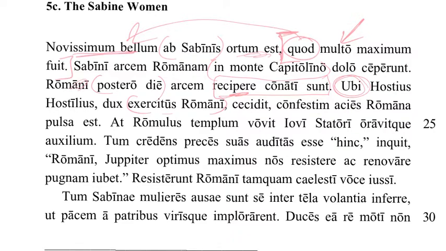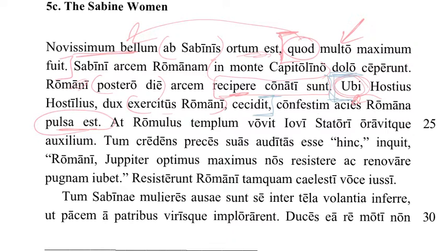Acies is the subject of the main clause here. And Romana, of course, modifies acies. And then here's your passive verb, pulsa est. So you have a dependent clause starting with ubi and then ending at cecidit. And then your main clause is here, confestim acies Romana pulsa est.